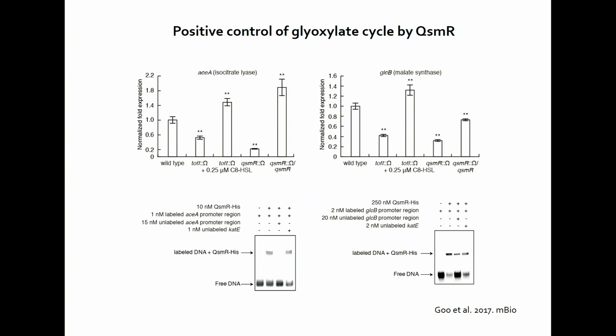All right, so ACEA is isocitrate lyase, and GLCB is malate synthase. These two enzymes are in the TCA glyoxylate cycle. If you look at the gene level expression, in the wild type it's high, and in the quorum sensing mutants it's much lower than the wild type, and also GLCB. Same thing here. If you add the signal to the quorum sensing mutant, it recovered, or even gave a higher level of expression of ACEA and GLCB. And this is a DNA binding experiment to confirm that the QSMR protein actually binds to the promoters of ACEA and GLCB.